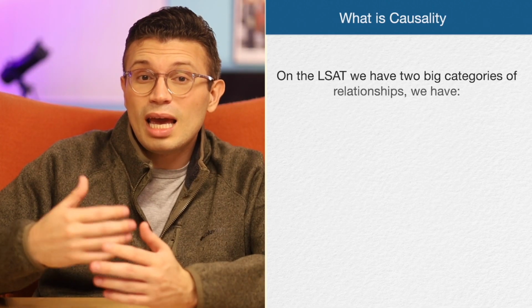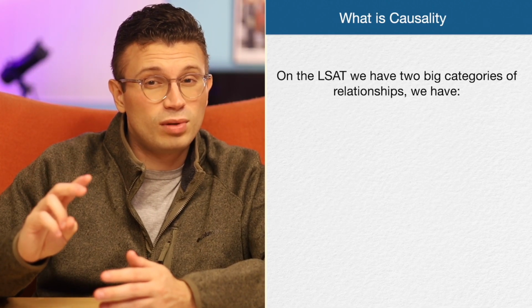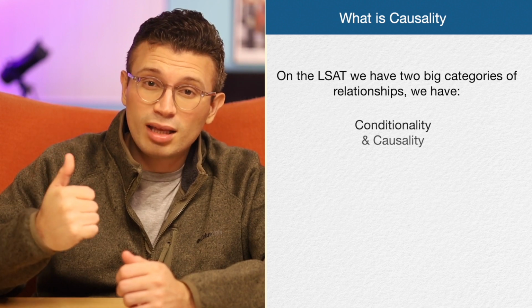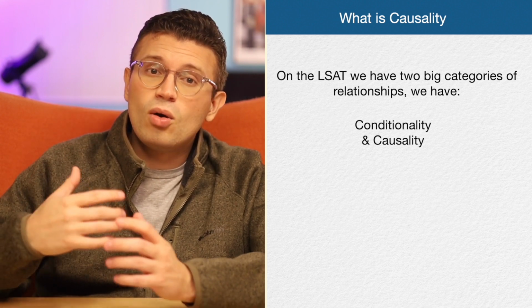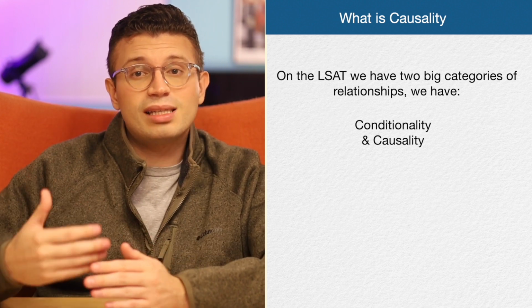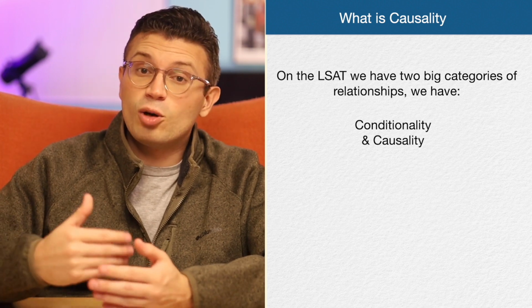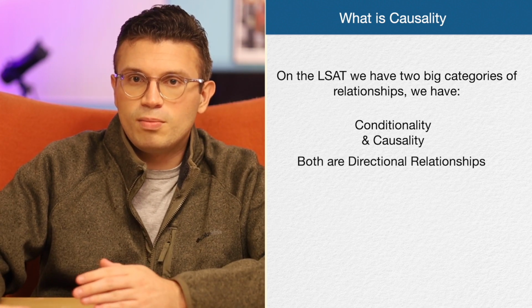So what is causality? All right, causality is another type of relationship. Okay, so on the LSAT, we have two big categories of relationships, really. We have conditionality and we have causality. Well, causality has a lot of the same elements as conditionality. They're both directional relationships, for example.